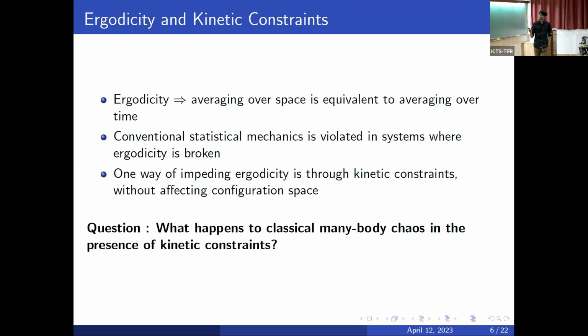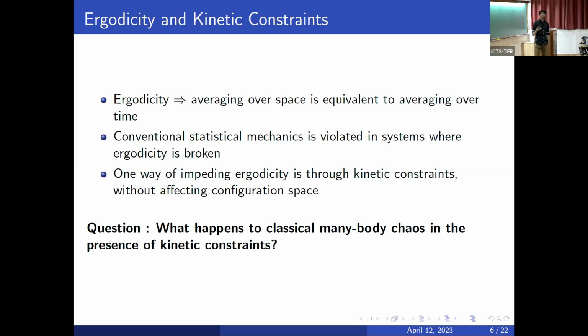So now that we've established the probe for classical chaos, I would like to talk about why we care about introducing constraints in the first place. Ergodicity in general just means that after a certain amount of time, averaging over space and averaging over time essentially yields the same results for observables. And this is what conventional statistical mechanics describes for us. However, there are certain systems where ergodicity simply doesn't hold.